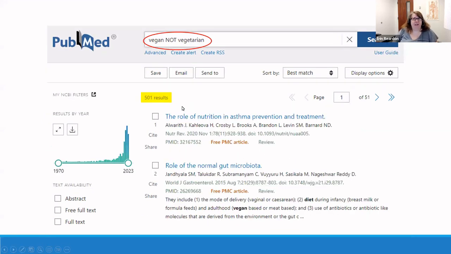Now, if we say vegan NOT vegetarian, that's going to cut our results down by a lot. We've only got 500 here, and that's because we are specifically saying I don't want any articles that mention vegetarian, which means that there might be articles out there that are relevant, but we're not going to find them. So NOT, use sparingly.